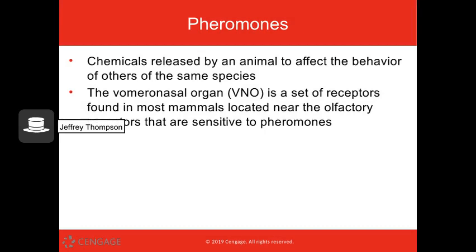You may have heard of pheromones, the chemical that makes you attractive. That is defined as a chemical released by an animal to affect the behavior of others of the same species. So usually it's discussed in relationship to sexual behaviors, but it's not necessarily always sex. The vomeronasal organ, the VNO, is a set of receptors found in most mammals located near the olfactory receptors that are sensitive to pheromones.